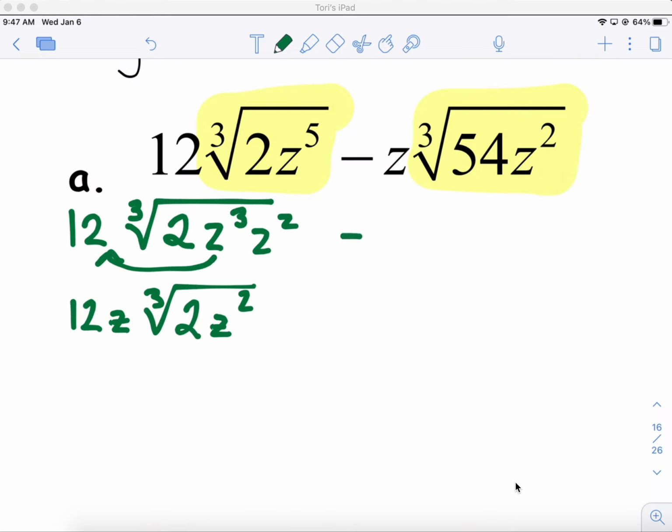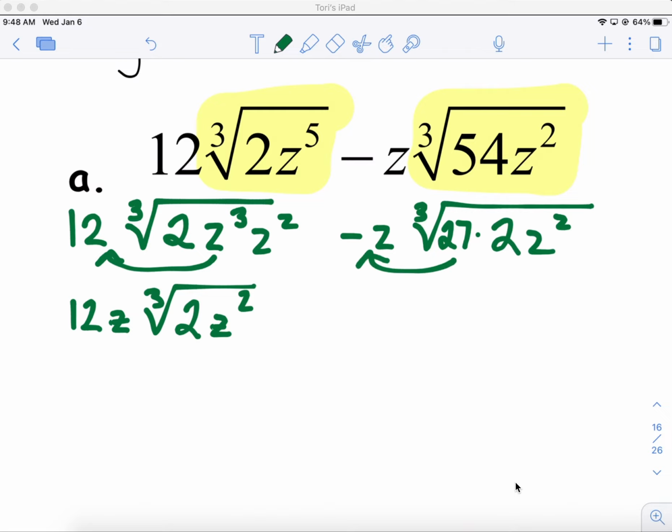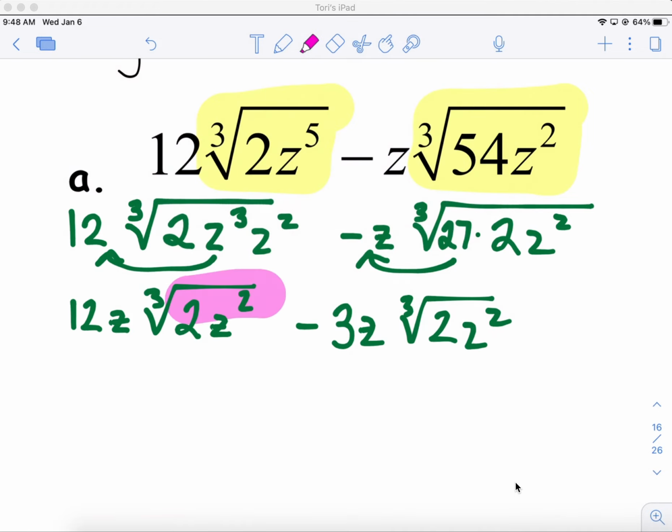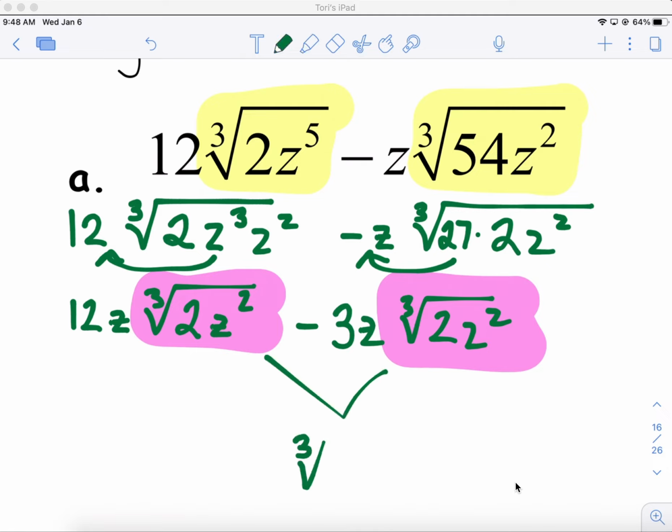Well, that kind of helps me a little bit because if I know I need to end up with a 2z squared in here, does 2 go into 54? Yeah, 27 times. And is 27 a perfect cube? Heck yeah, it is. I can pull that out. So now I get 3z cube root of 2z squared, okay? Now that these are the same like terms, that means I can put them together, just like 12zx minus 3zx, okay? I can put them together.